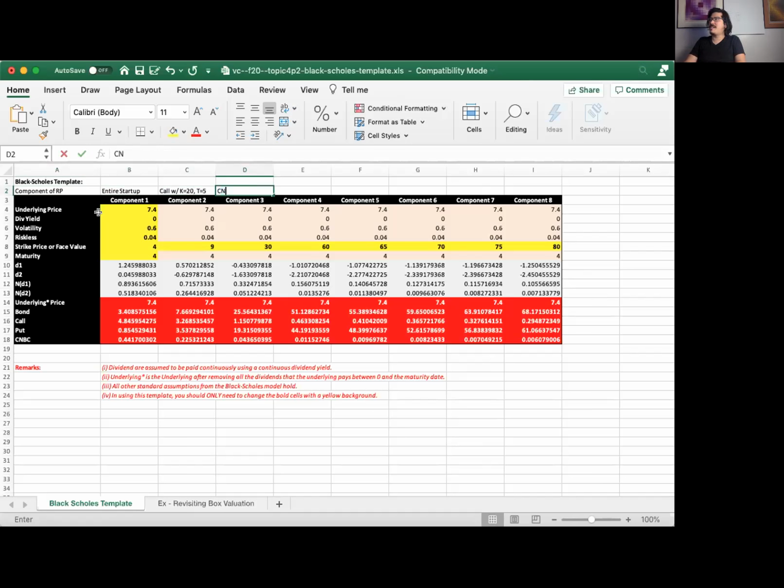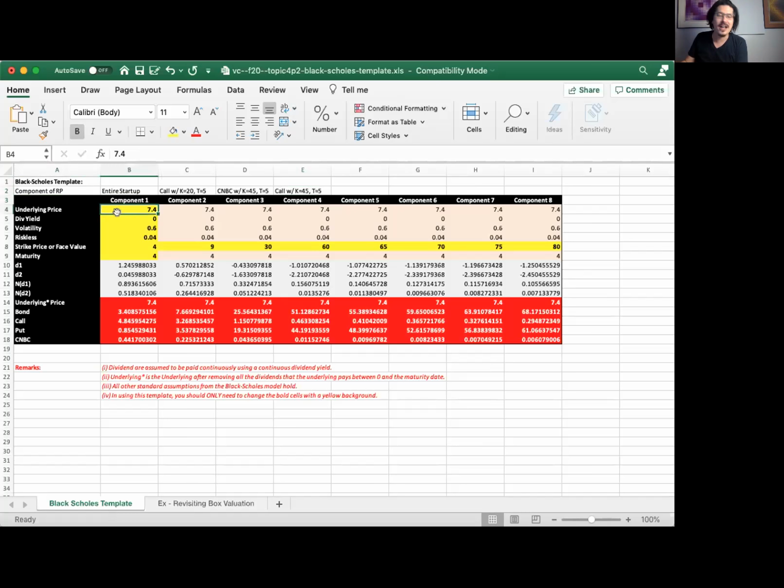The next one is going to be CNBC with K equals 45 and T equals 5. And then the last thing is going to be a call with K equals 45 and T equals 5. Again, I'm just writing it down so visually we see what's happening. Those were the 4 ingredients that we visually identified as being the ingredients in our replicating portfolio.